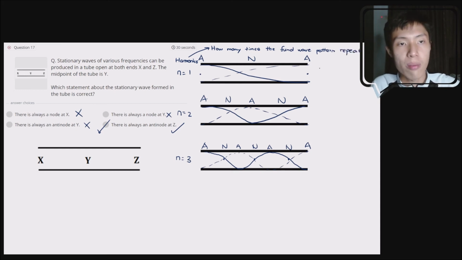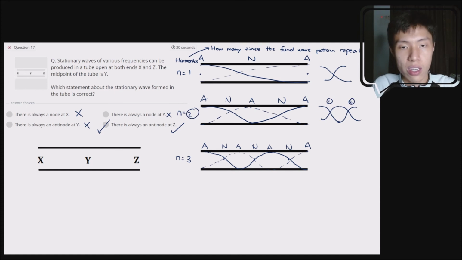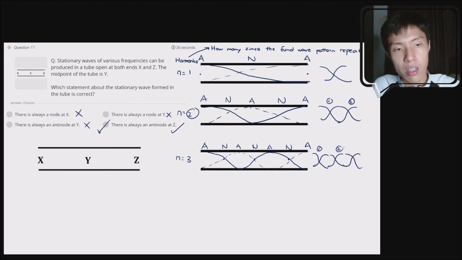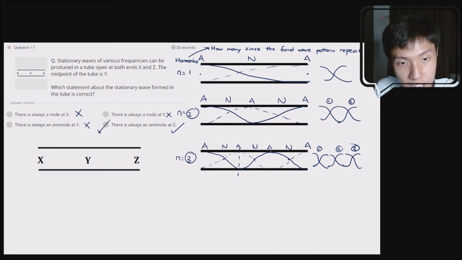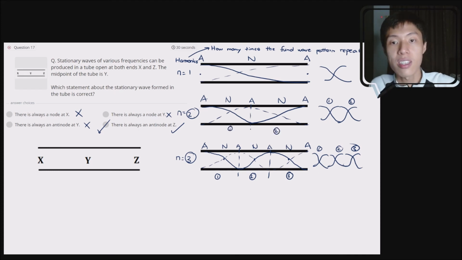So we see here the fundamental pattern looks something like this. Over here we see this thing happens 2 times. So 1, 2. That's why n equals 2. Here you can see it happens 1, 2, 3. That's why n equals 3 over here. See, I split it here, I split it here, then it becomes 1, 2, 3. That's why this is the third harmonic. If I look over here, this is 1, 2. That's why this is the second harmonic.